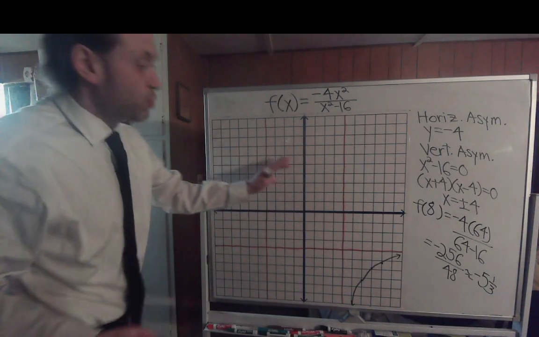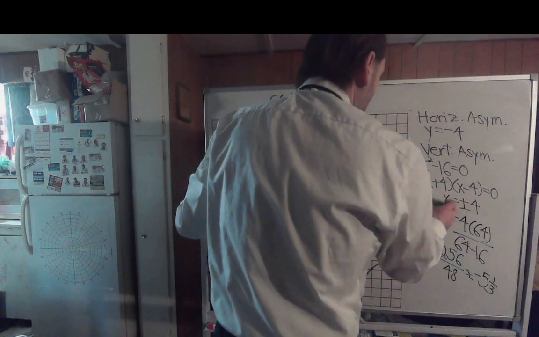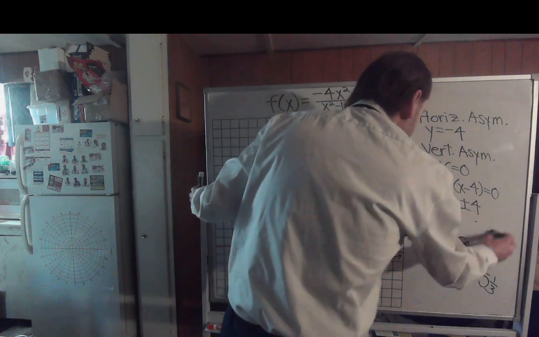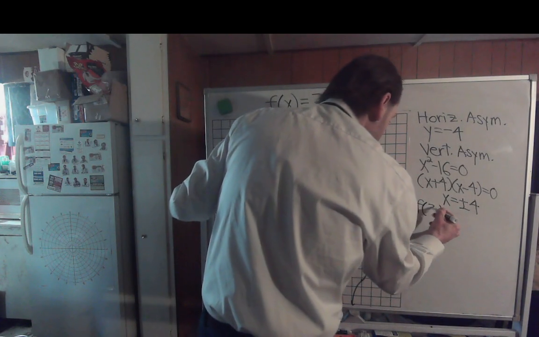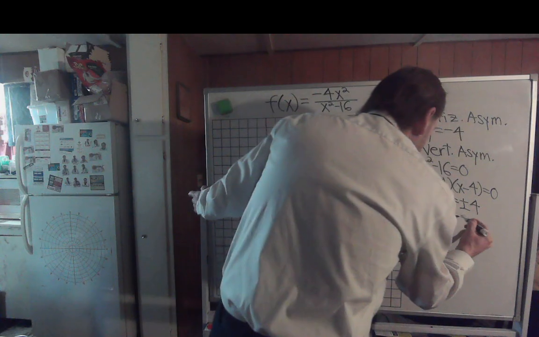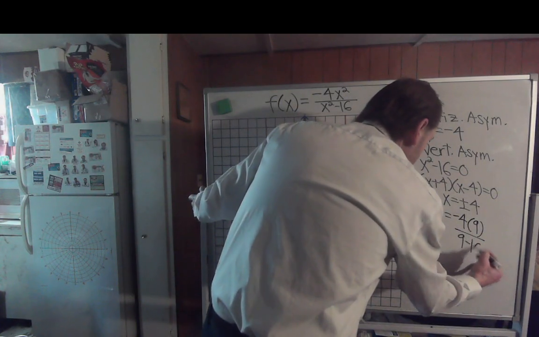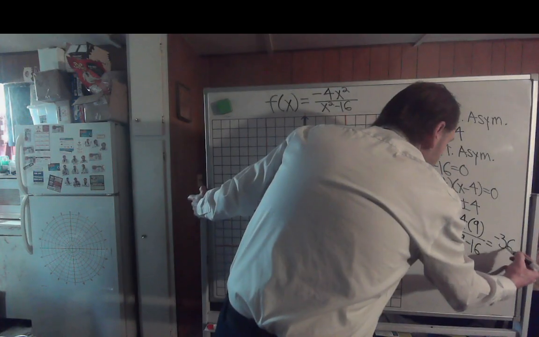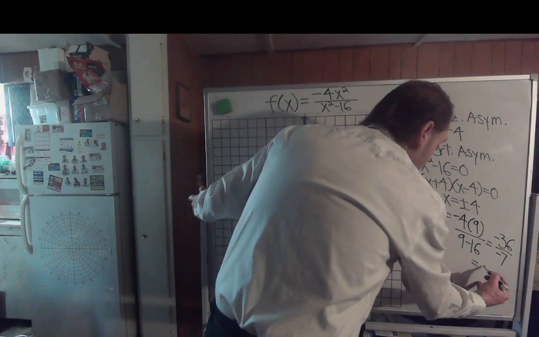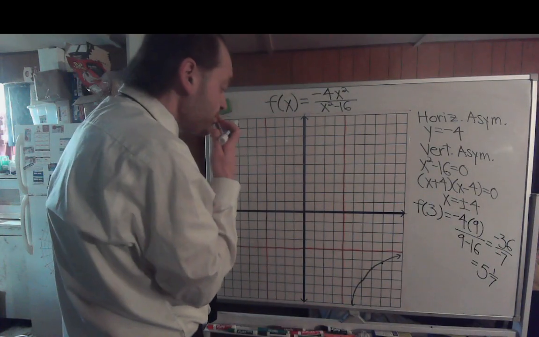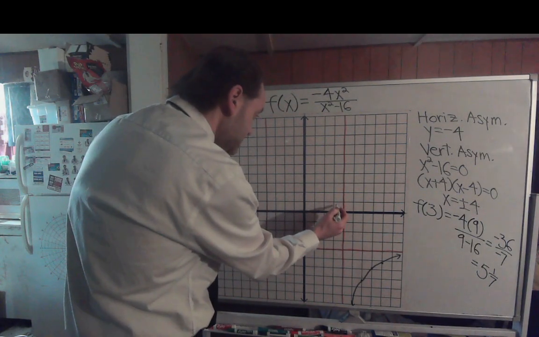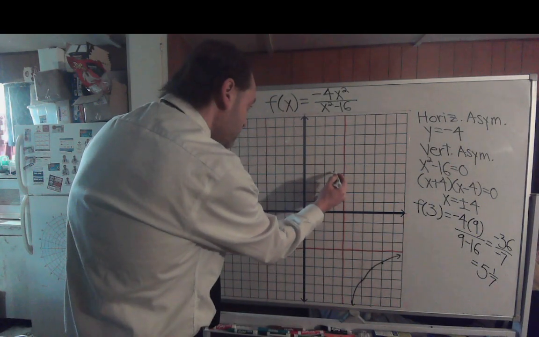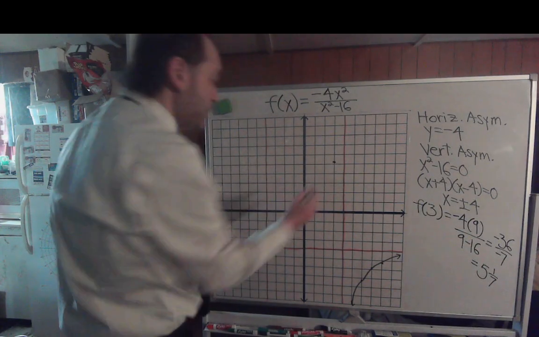Now, let's go in between negative 4 and 4. We can start with values for x equals 3. Why don't we pick x equals 3? So that would give us negative 4 times 9 over 9 minus 16, which would give you negative 36 divided by negative 7, which would actually be positive 5 1/7. So at 3, you'll get 3, 4, 5, about 5 1/7 there.